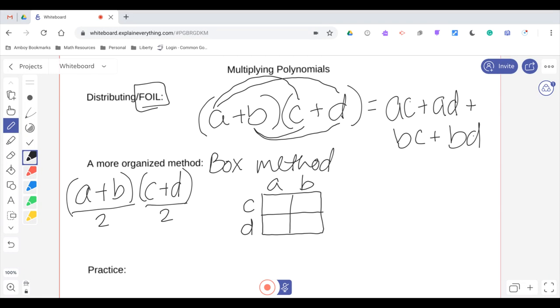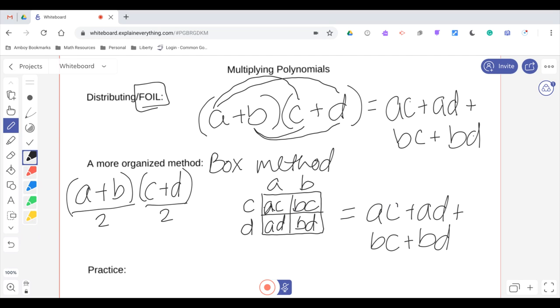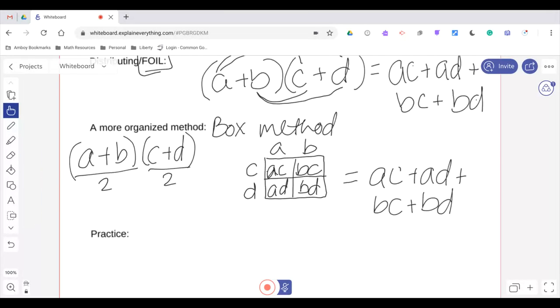So in this first top left box, I'm going to take A times C and get AC. And then I will take B times C here, A times D, and B times D. This helps you separate everything, and then it's a little easier to find like terms when we get there. Now, with A, B, C, and D, I can't tell which ones are like terms and which aren't. So again, we would have AC plus AD plus BC plus BD. It's just a different method to get the exact same answer.